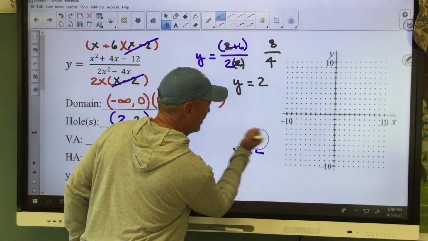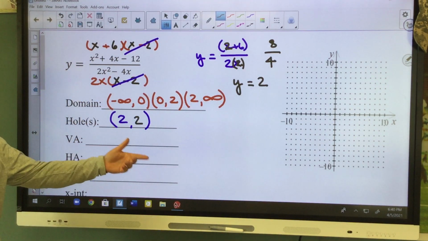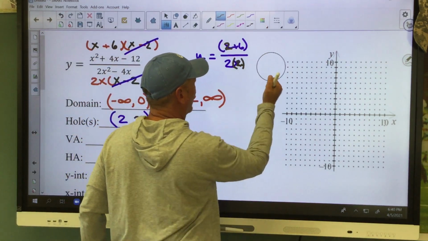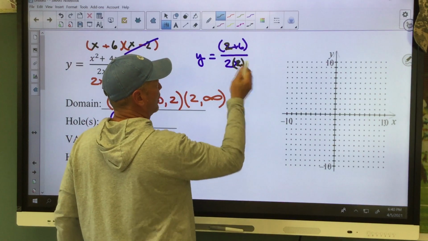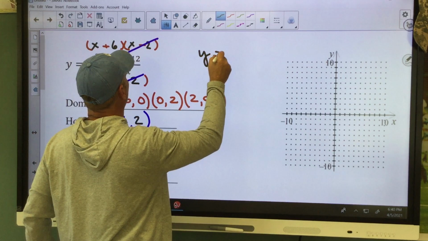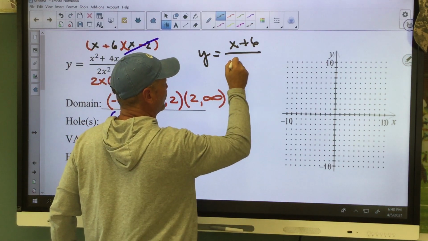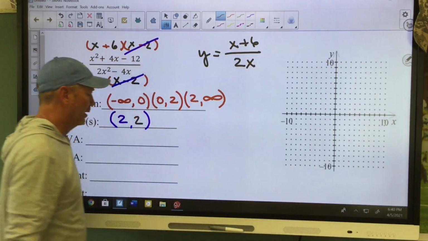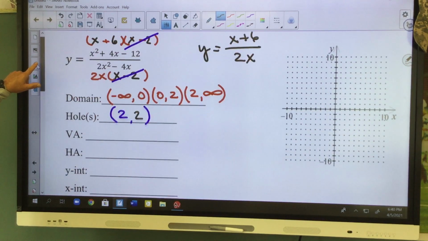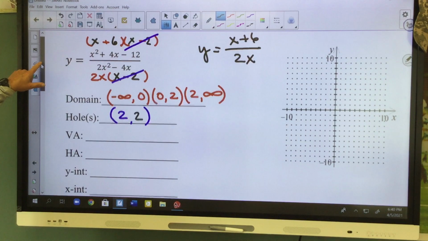Let's erase some of this stuff. We need to find out if there's going to be a vertical asymptote. Let me go back up here. We're going to go back to our problem. y equals x plus 6 over 2x. Do you remember what we said about vertical asymptotes? Let me see if it's there. No, that's how to find the hole. Just checking real quick. I thought I had a note for you.